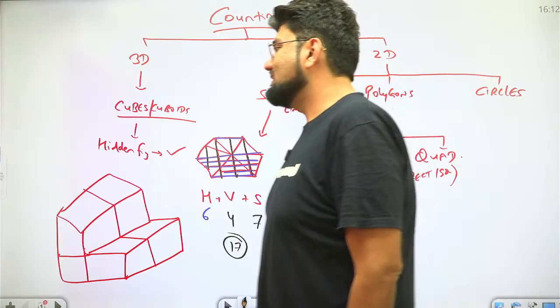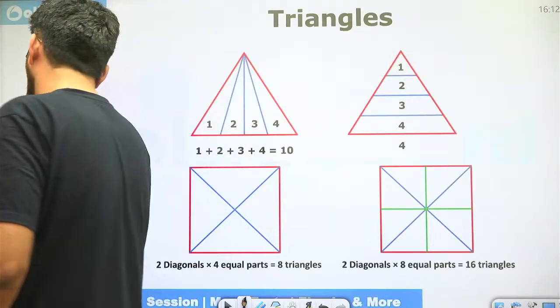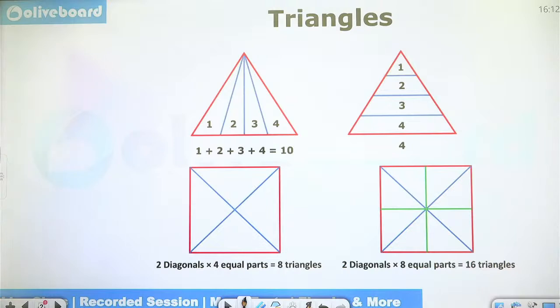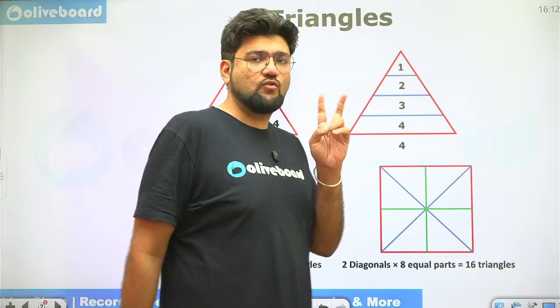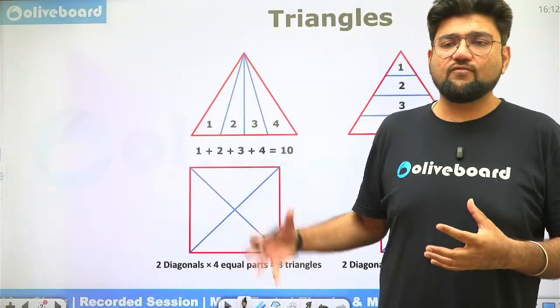What about triangles now? How do I count triangles? For triangles, there are some set formulae, some short tricks which I'll tell you now. But always remember, the short tricks also will be of 2 categories. One category is a formula based short trick.